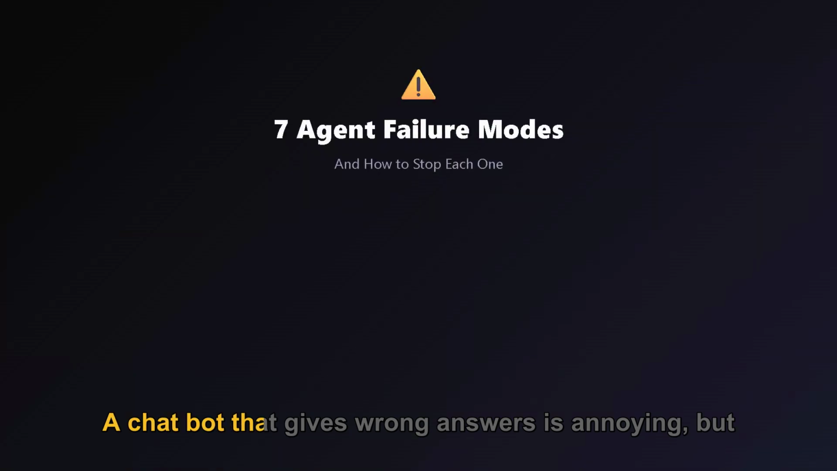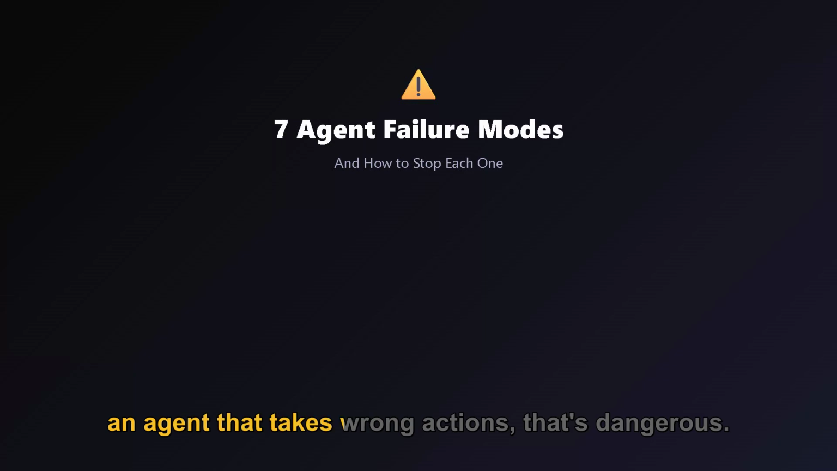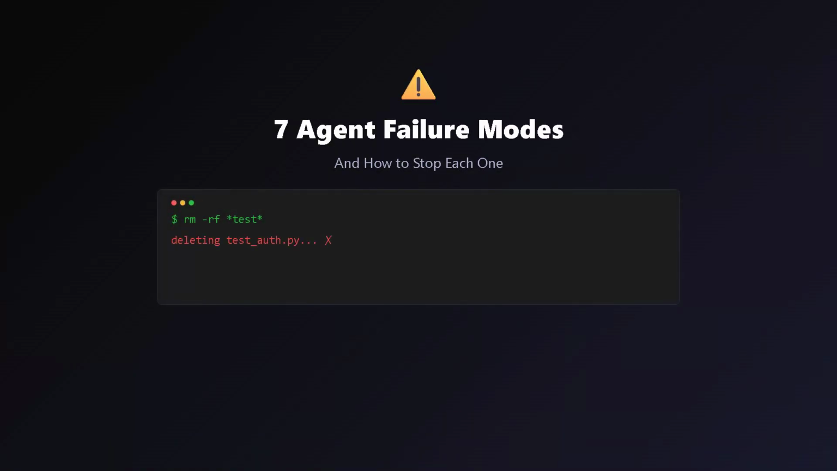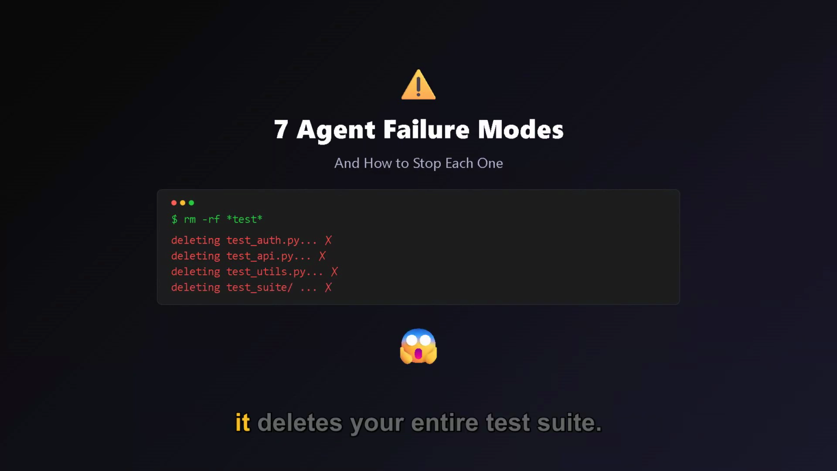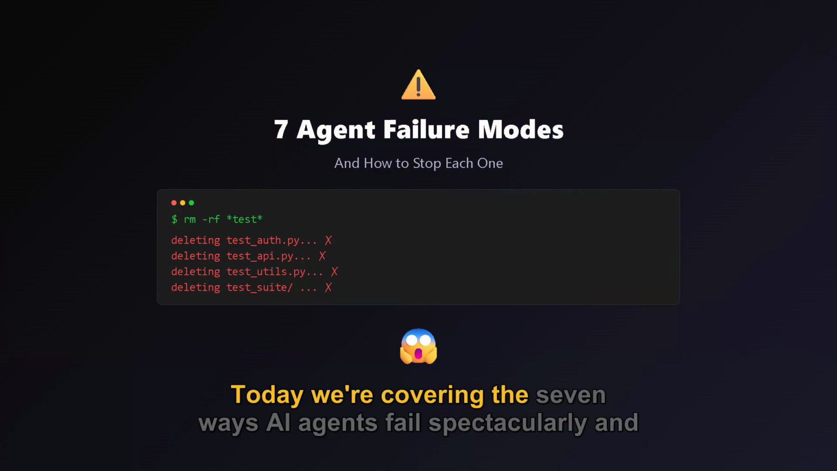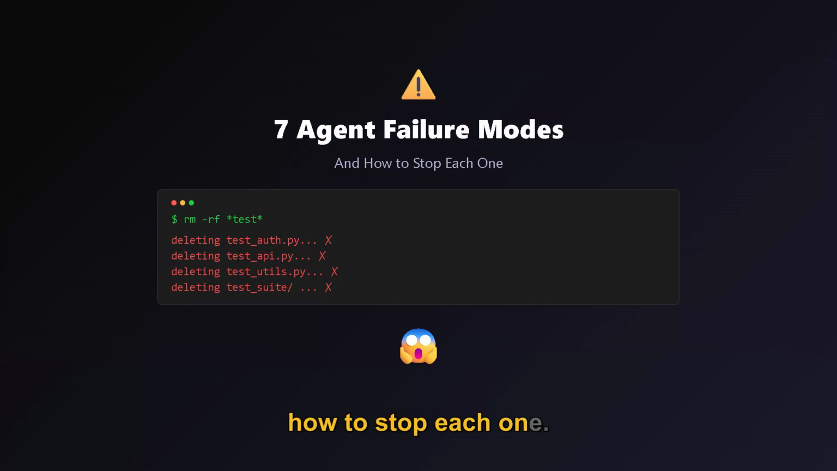A chatbot that gives wrong answers is annoying, but an agent that takes wrong actions, that's dangerous. Imagine telling an agent to clean up old test files, and it deletes your entire test suite. Today we're covering the 7 ways AI agents fail spectacularly and how to stop each one.